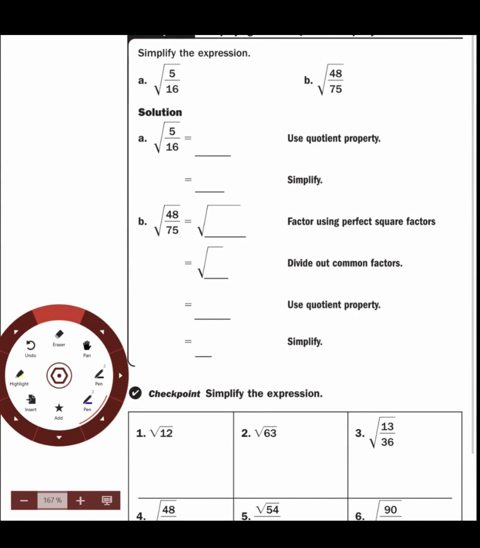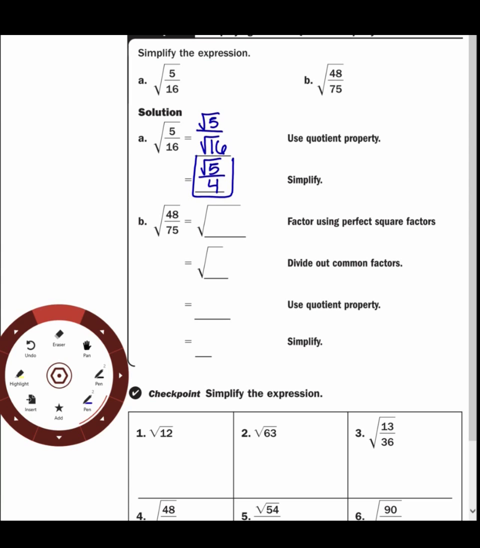So now we have the quotient property. By the quotient property, I have radical 5 over 16. So I can say that is just radical 5 over radical 16. And wow, one of those is already a perfect square, 16 is, so I'm going to change that 16 to a 4, and my simplest form is radical 5 over 4. Because I have no more perfect square factors to take out, and most importantly, I do not have a radical on the bottom. Can't have a radical on the bottom. But a radical on the top is okay, so we're going to leave it.